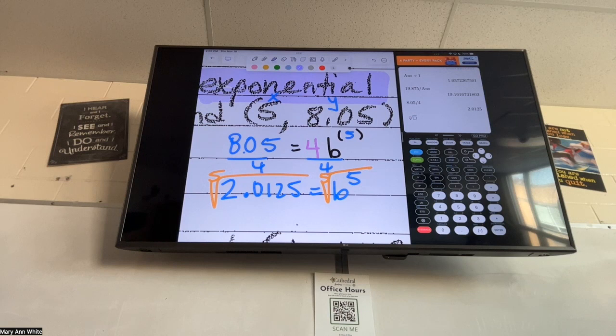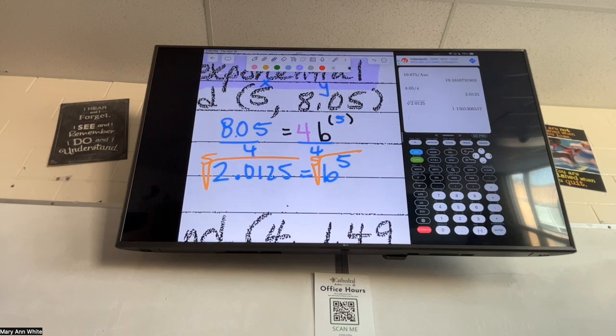So I'm gonna put a little 5 up there, and then I'm gonna scroll over and type 2.0125 into my calculator, and I'm gonna press enter. So B is going to be equal to 1.15.